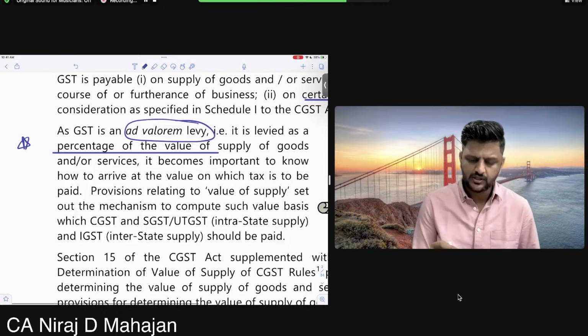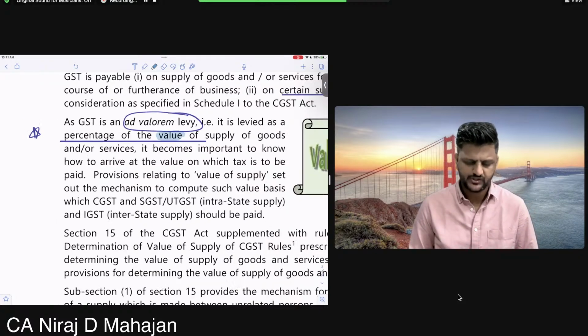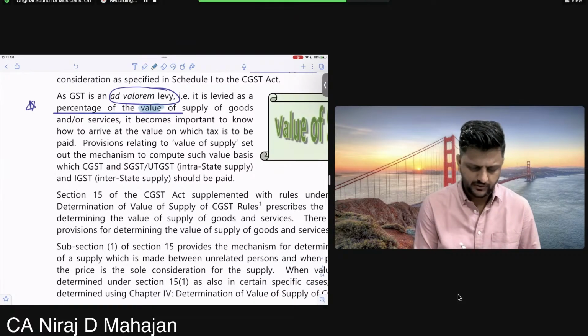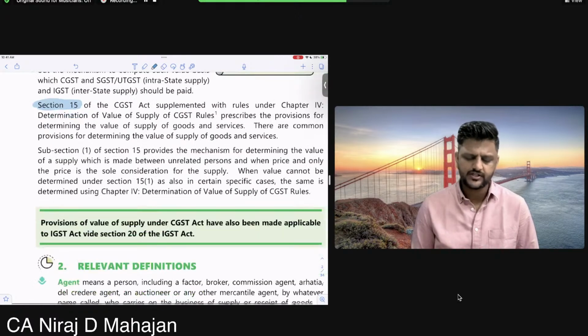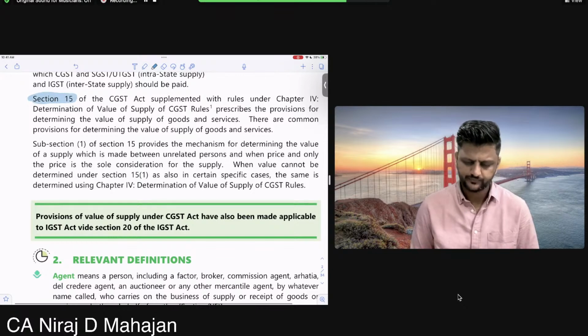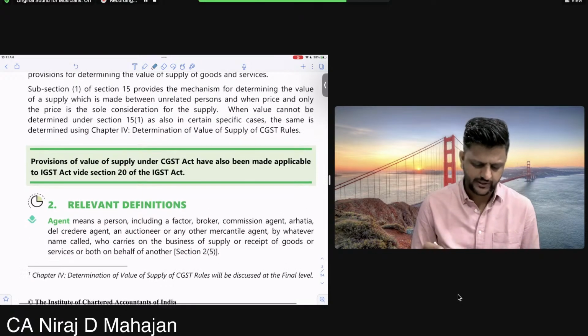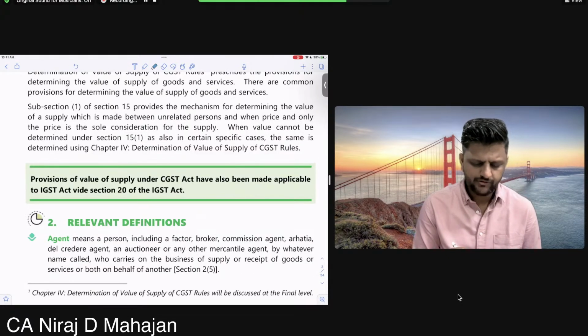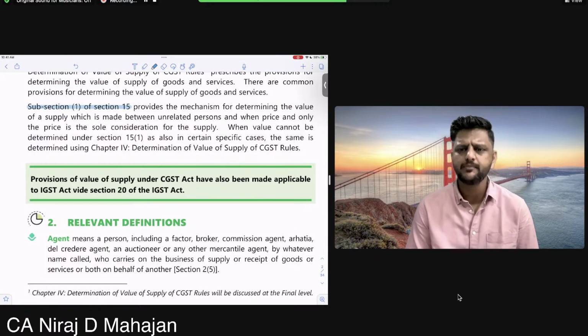So the thing is, how do we arrive at this value of supply? Okay, everybody? Chalega? Section 15 of the CGST Act, along with its rules, we have to understand the value of supply. Check here now. 15(1), the first subsection of 15, talks about what? It provides a mechanism for determining the value of supply.